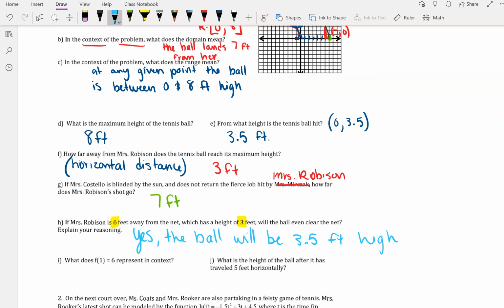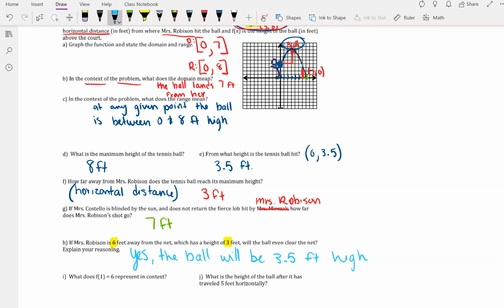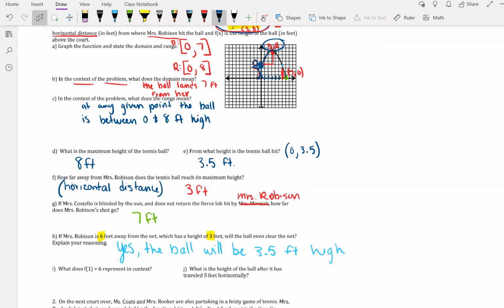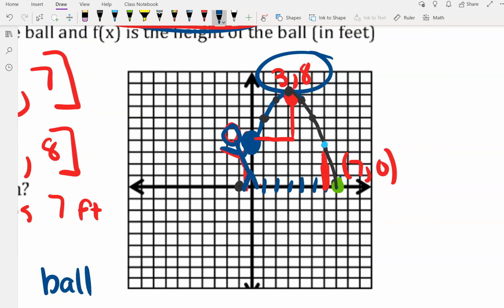All right, the next one says, what does f of 1 equals 6 represent in this context? So f of 1 equals 6 means we have a coordinate 1, why did I put 4? Sorry, guys. All right, means we have the coordinate 1, 6. So look at our graph and think about, in the context of this problem, the real world situation, what does 1, 6 mean? 1, 6 is this point here, 1, 2, 3, 4, 5, 6.